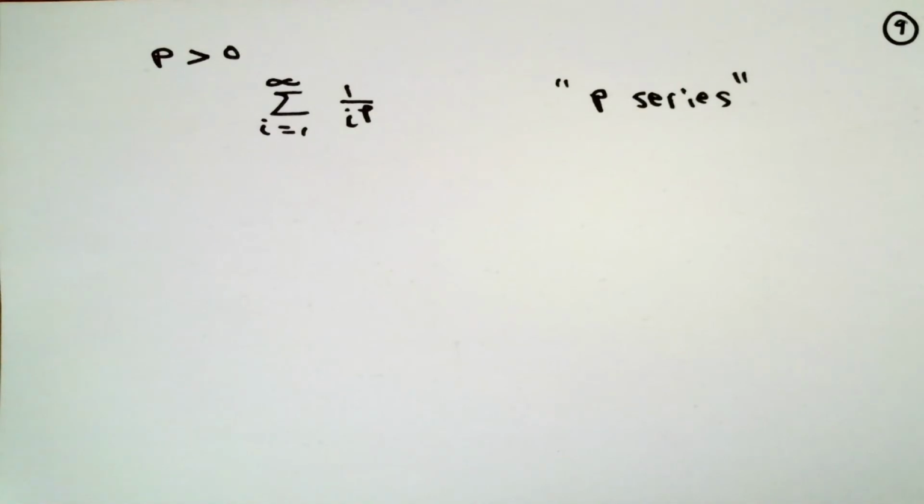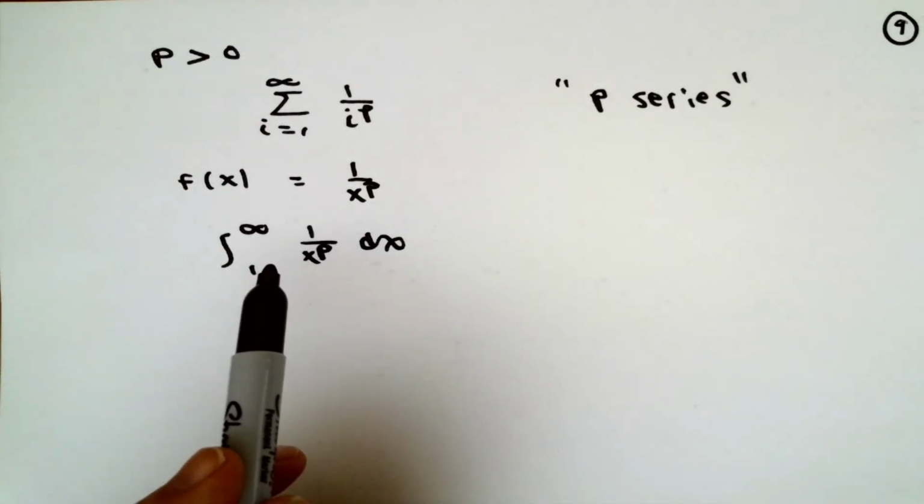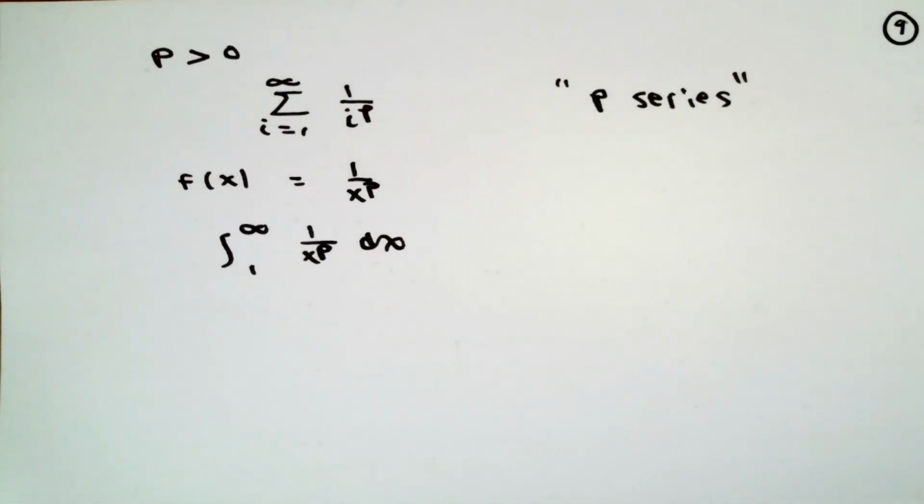P being positive means the conditions of the integral test are satisfied. Convergence or divergence will be controlled by whether or not this improper integral converges. If you look back in the section on improper integrals, though, we've already figured out what happens in integrals of this type when p is a positive constant.